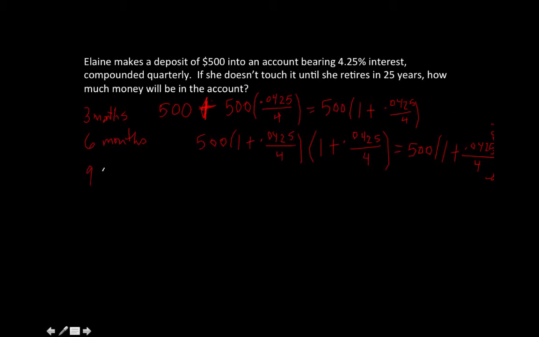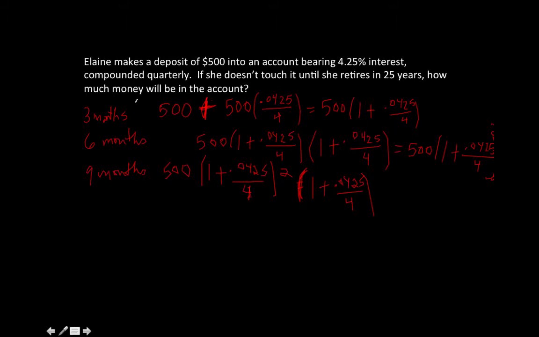Okay, so at 9 months, she's got her 500. She's multiplied by this twice already. And now she's going to multiply by it again. So now she's multiplied by it 3 times.